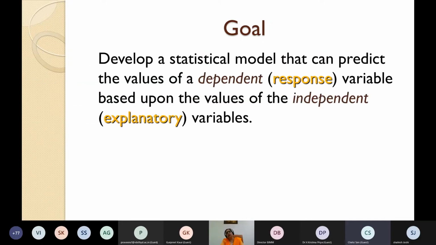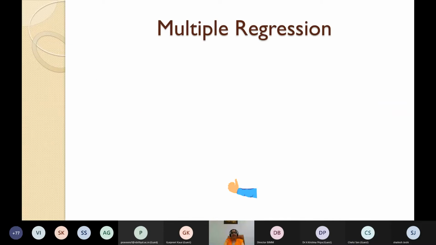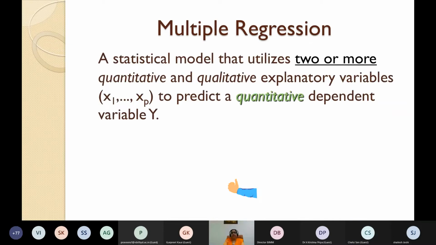So in this case, what is the goal of regression? To develop a statistical model that can predict the values of a dependent response variable based upon the values of the independent or explanatory variable. So again, multiple regression is a statistical model that utilizes two or more qualitative or quantitative explanatory variables, x1 to xp, to predict a quantitative dependent variable.